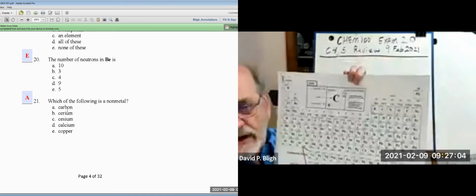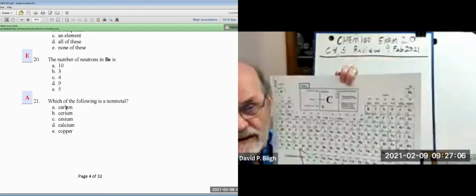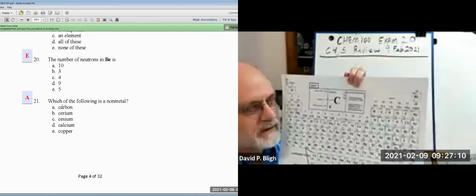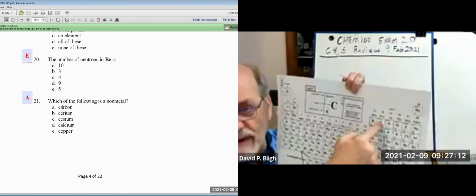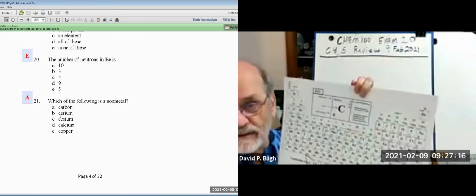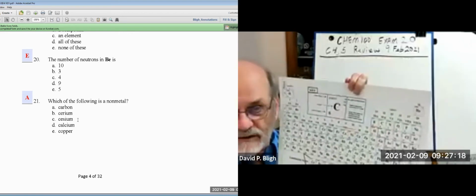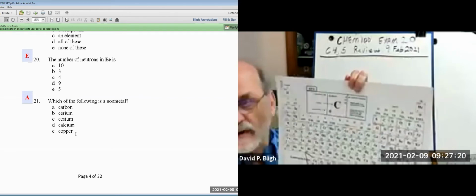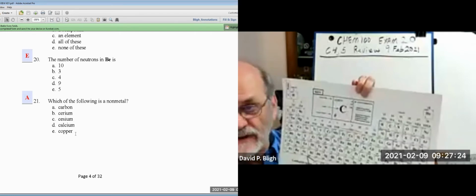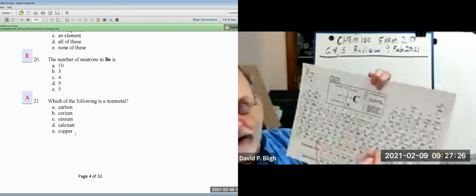So you look at your choices, right? And you just take them one at a time and say, carbon, where is it? Carbon's right there. It's a non-metal. You can stop. You found your non-metal. The rest of them have to be metals. Cerium, cesium, calcium, copper, all metals. And if you got the time and the interest, you can look for them. You find them all over here.